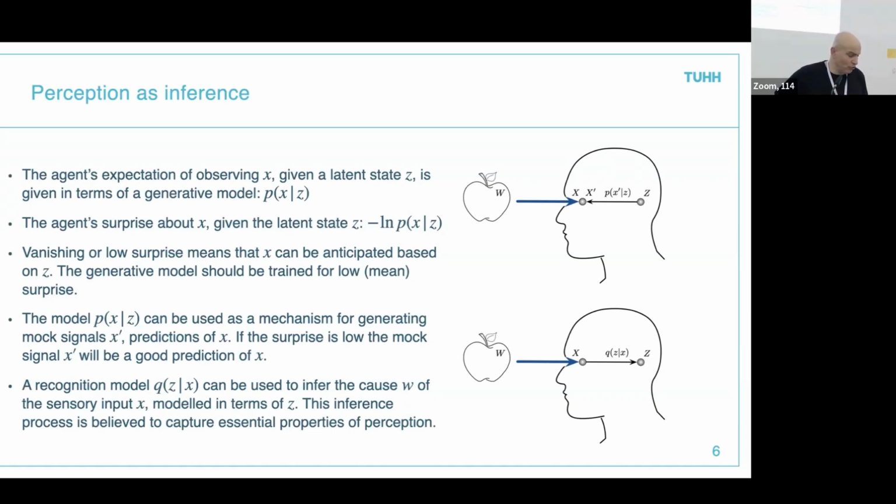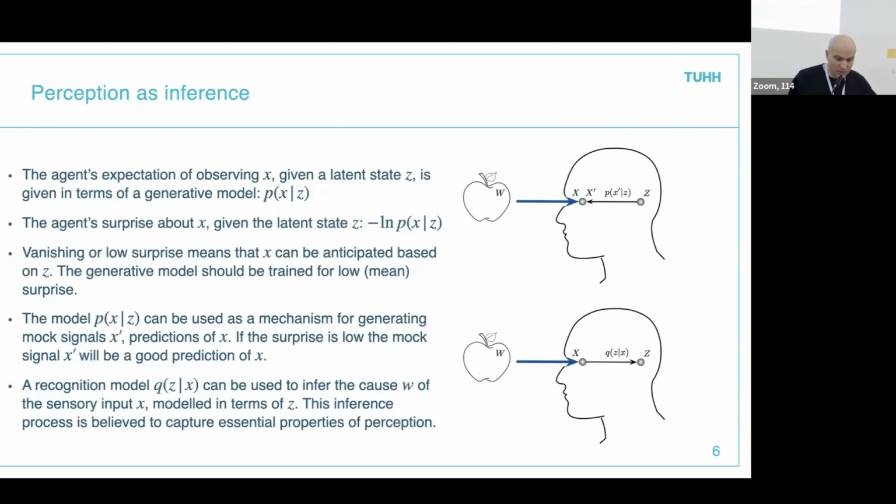The surprise approach does not require an explicit generation of a prediction X prime. So I can be surprised or not surprised. I can anticipate an event without actually predicting it actively. Then if you have a good generative model, you can actually invert it and define the so-called recognition model, and that can be used to infer the cause W of the sensory input X modeled in terms of Z. As it has been highlighted several times, you have no direct access to W. You have only access to representations of W. So the recognition model maps a sensory input to that internal representation Z of the world state. This inference process is believed to capture essential properties of perception.